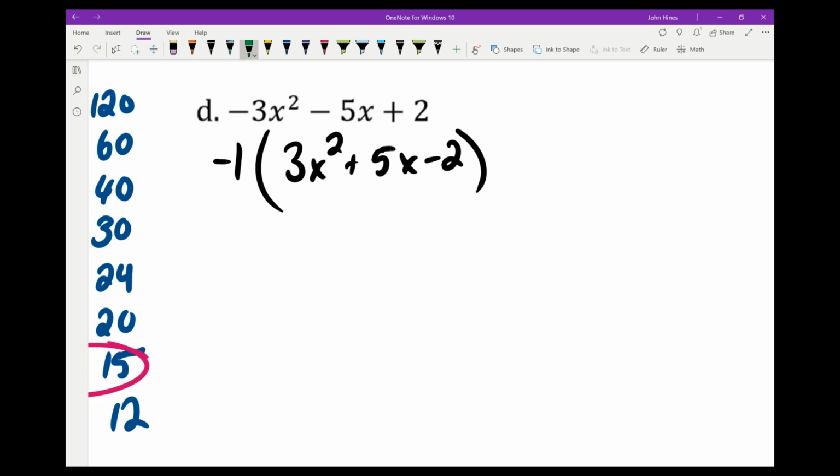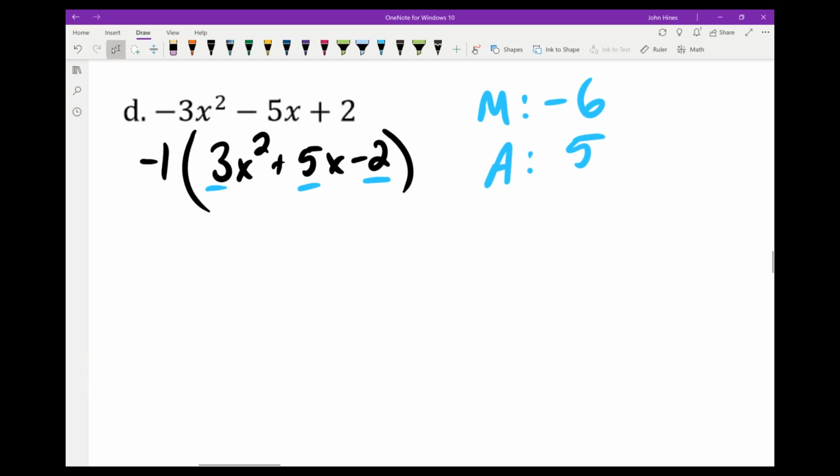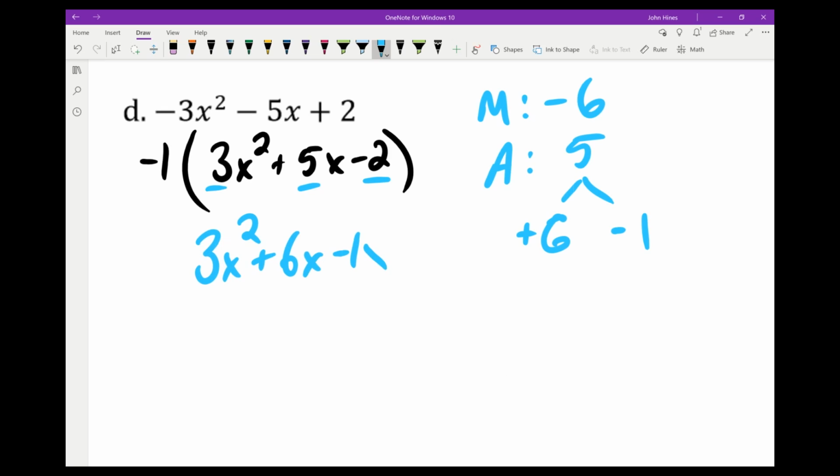So at this point, I'm going to ask myself what multiplies to negative 6 that adds to 5. I have opposite signs. Someone's positive and someone's negative. 2 and 3, nope, I have opposite signs, so I've got to go 6 and 1. So I'm going to split my middle term as 6x minus 1x.